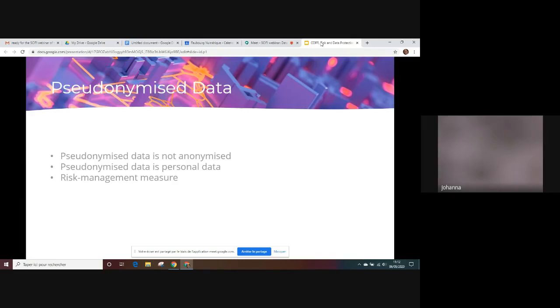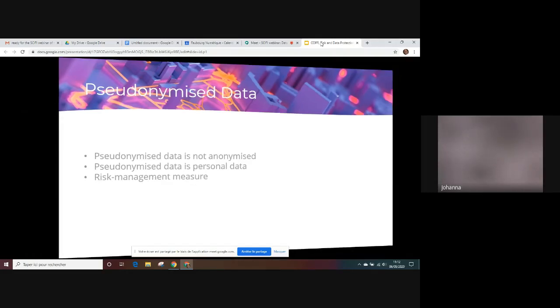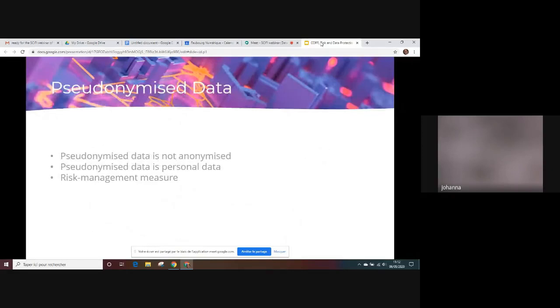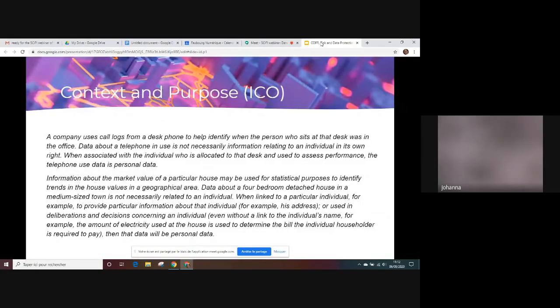And I've given quite a lot of detail on this slide because the examples can sometimes be hard to really wrap your head round, but here's a couple. And these are both taken from the UK Information Commissioner's Office, but they will be relevant across Europe. So here's an example. A company uses call logs from a desk phone to help identify when the person who sits at that desk was in the office. So this is really just about when the phone is used. And data about a telephone in use is not necessarily information relating to an individual in its own right. However, when it's associated with the individual who is allocated that desk and used to assess performance of that individual, the telephone use data is personal data. So those log files will become personal data.